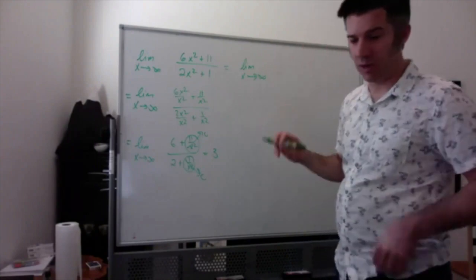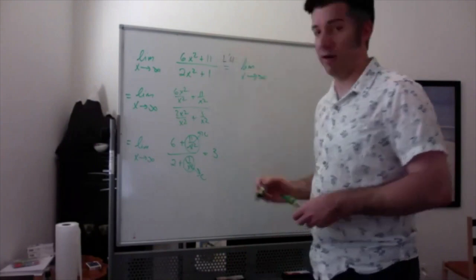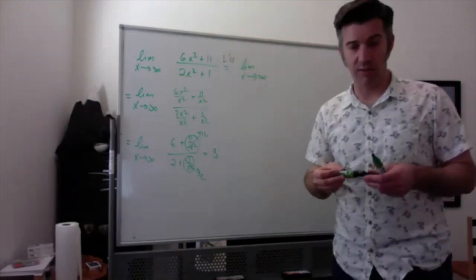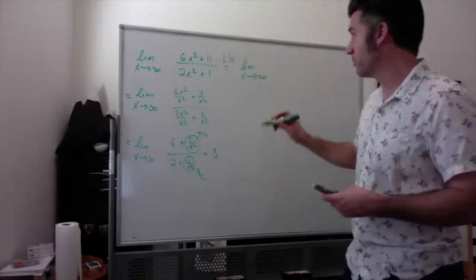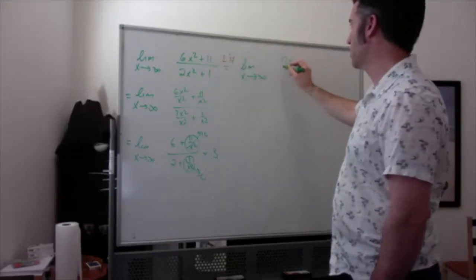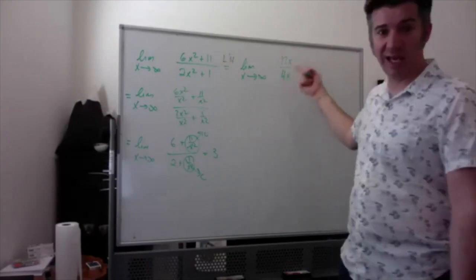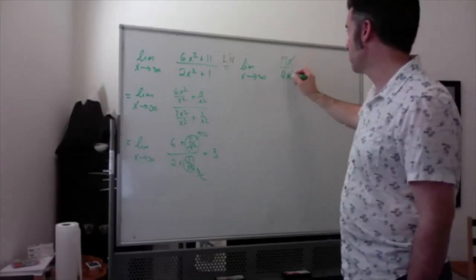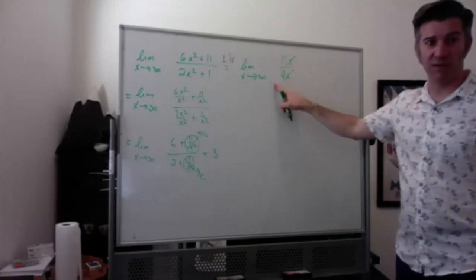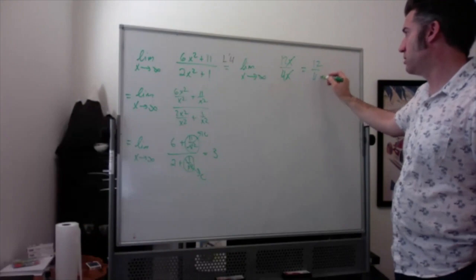And when I use L'Hopital's rule, I like to write a little L apostrophe H above my equal sign to let the person know that I'm using L'Hopital's rule. I'm going to take the derivative of the top, which is 12x. I'm going to take the derivative of the bottom, which is 4x. And in this case, I'm going to cancel the x's because I can. And then the limit of 12 over 4, well, the limit of a constant is just the constant. But that's just 3.